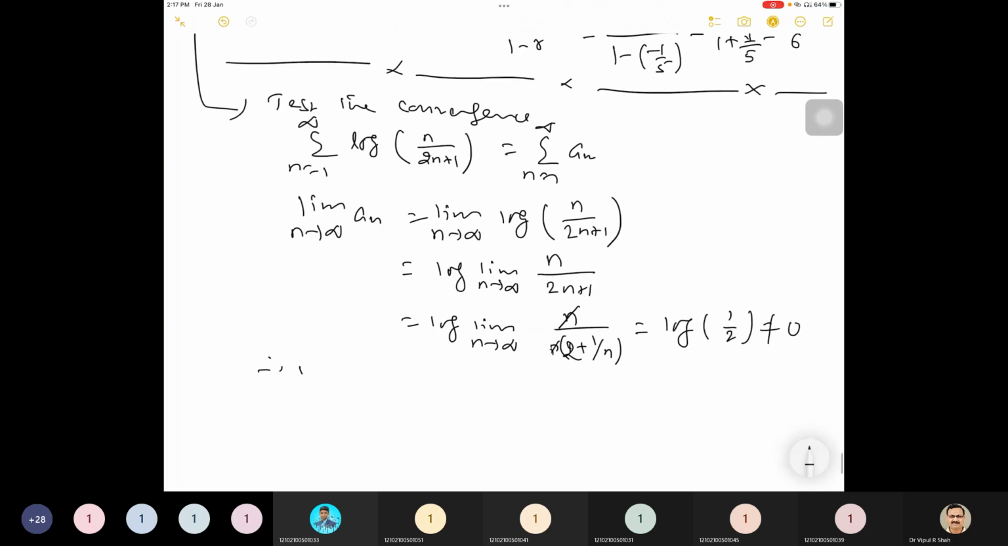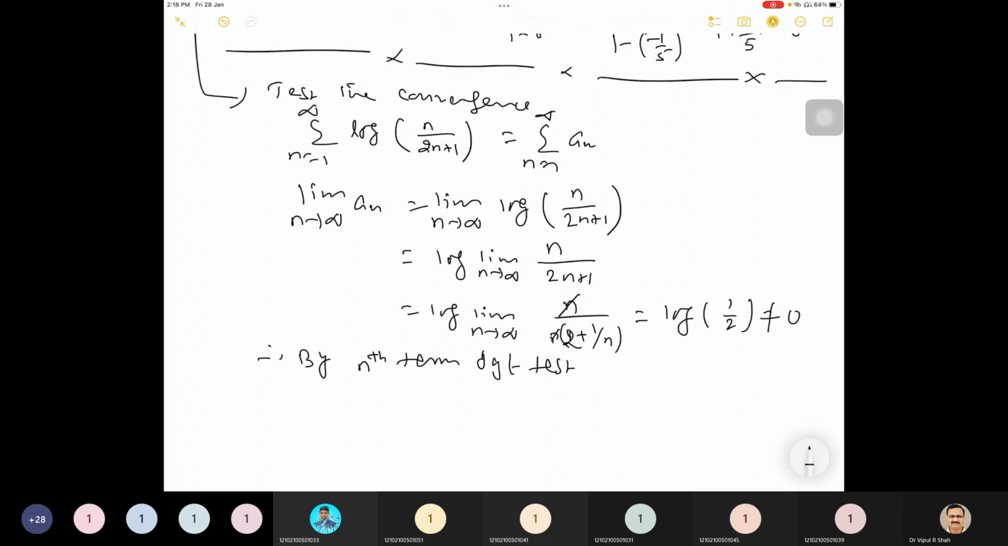And therefore by nth term divergent test, this series is divergent. Do you understand, everyone? Okay.